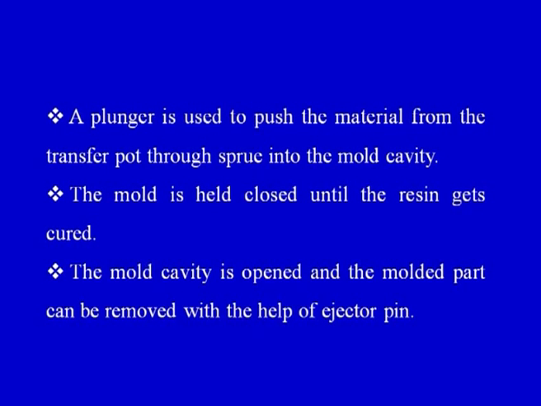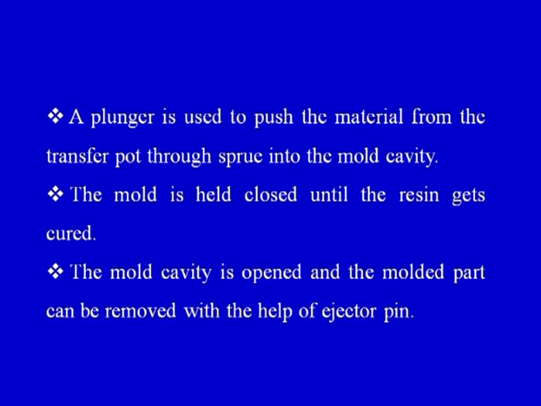A plunger is used to push the material from the transfer pot through the sprue into the mold cavity. That we have seen in the diagram, that there is a pressure mechanism which we may call a plunger, and this particular plunger is used to transfer the material from the transfer pot through the sprue into the mold cavity. So the mold is held closed until the resin gets cured.